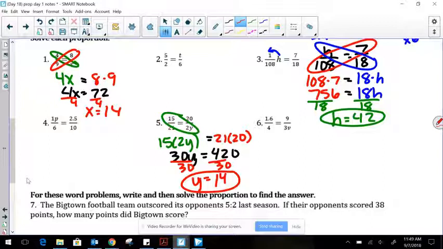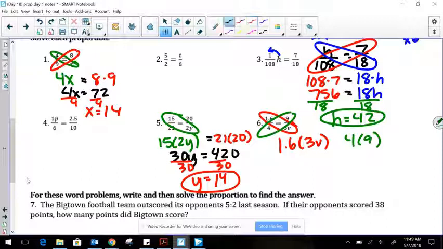Great. All right, number 6 here, we have a decimal, but that's still the same process. I'll run through this one. I have 1.6 times 3v. And then my other circle is equal to 4 times 9. So I should get 4.8v is equal to 36.